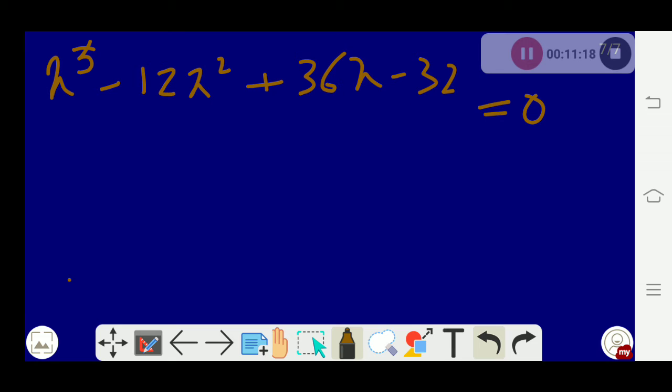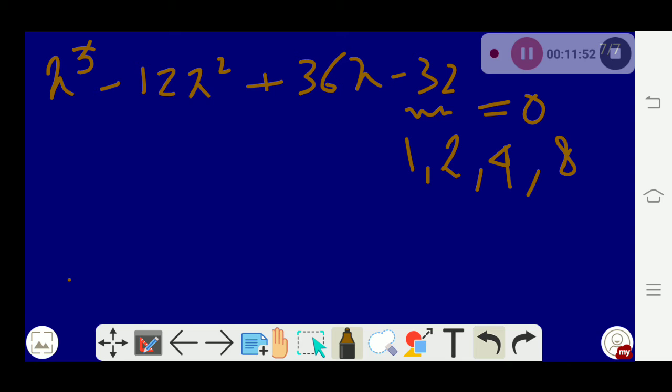32 is given here, so we need to find its factors. We need to find the factors of this number. So what can its factors be? It can be 1, 2, 4, 8, 16, 32, but we are not writing all the factors. I think you know, but if you forgot, I'm just recapitulating it.